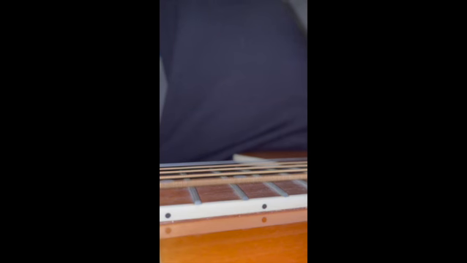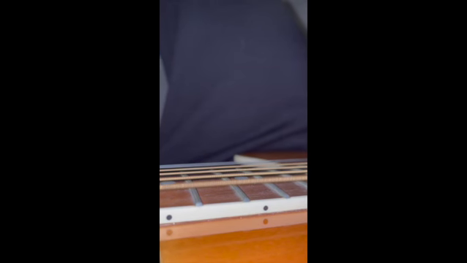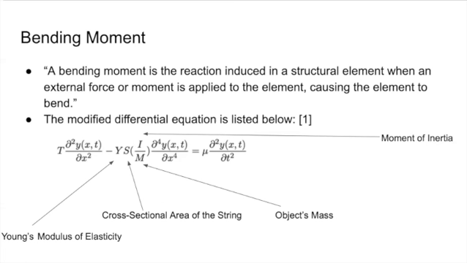Here's what the bending moment looks like on an actual guitar. See how the guitar, when it's plucked, wants to go back to its resting position? That's the bending moment force being applied. The new equation becomes the same as before, but now there's a new term, minus Y s I over m, times the fourth derivative of y with respect to x. It could almost make sense, but the fourth derivative seems a little bit confusing.